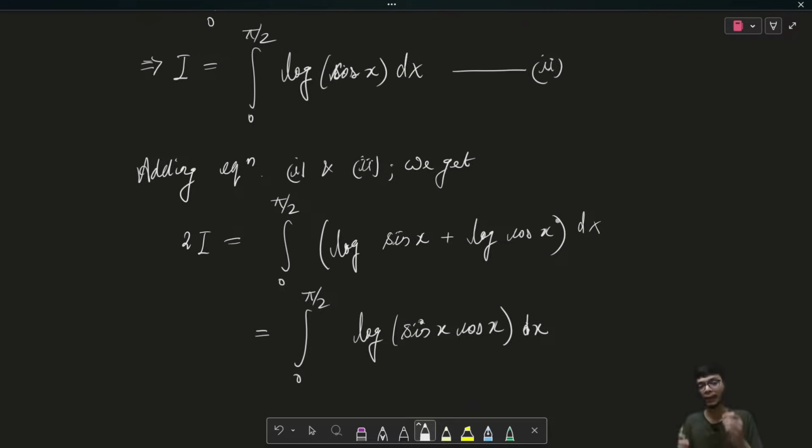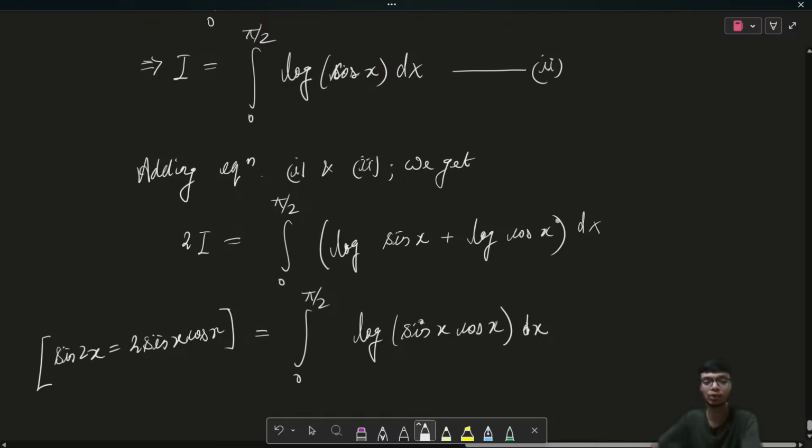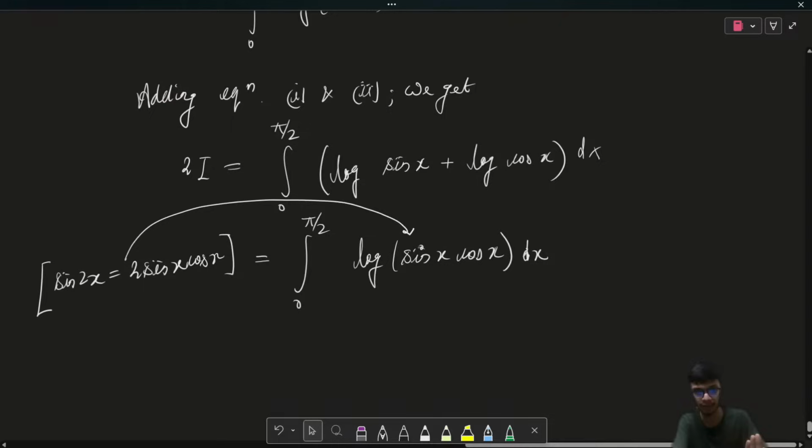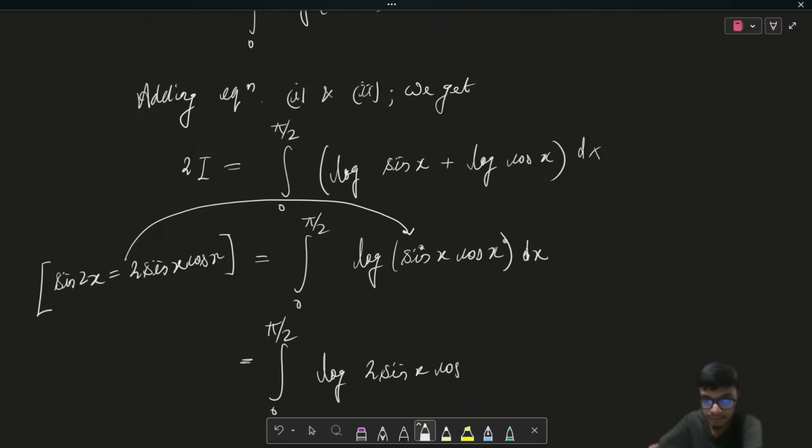Now if we recall the trigonometric identity, sine of 2x can be written as 2 times sin x cos x. If I apply this here, I just need to multiply by 2 as well as divide by 2. So this relation is going to be the integral from 0 to pi by 2 of log of 2 times sin x cos x, and then the whole divided by 2.